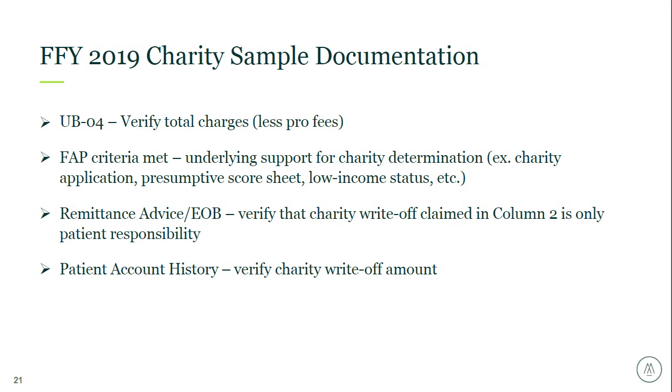Auditors are obviously requesting the charity care applications and approval forms, as well as any underlying support detailed in the policy necessary for a patient to qualify for charity. And for the insured charity patients, the MACs are also requesting remittance advices and EOBs to verify that only charity discounts related to patient responsibility amounts are included in column 2.